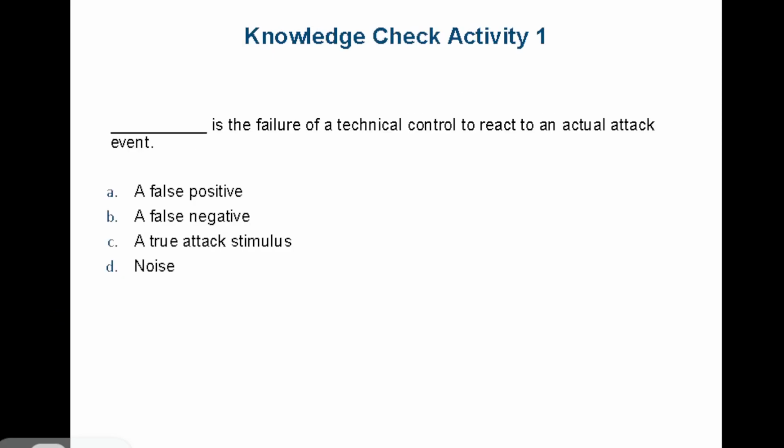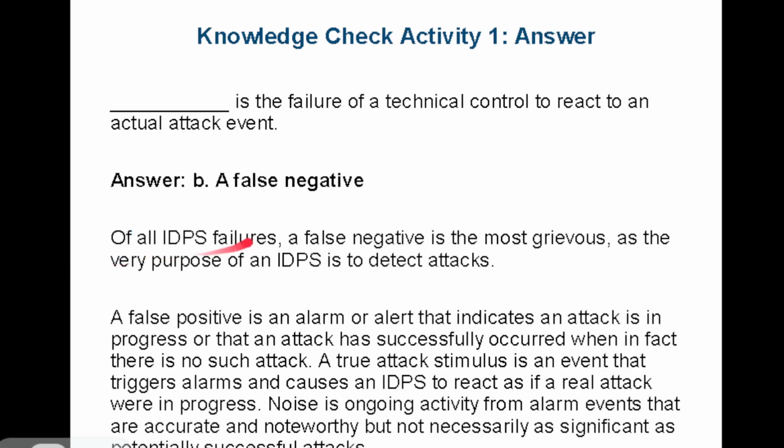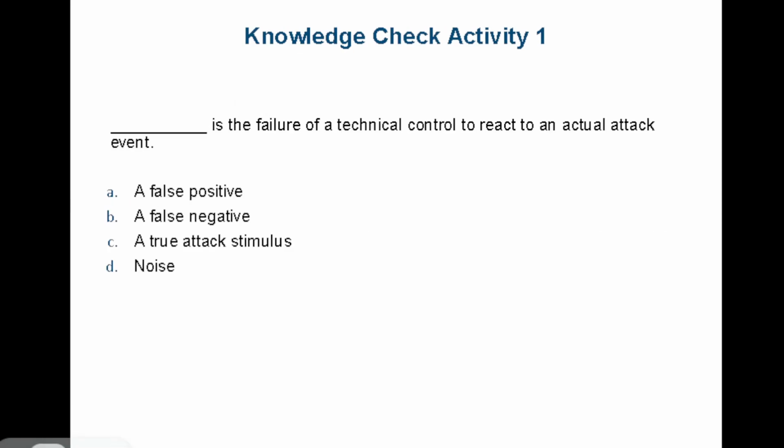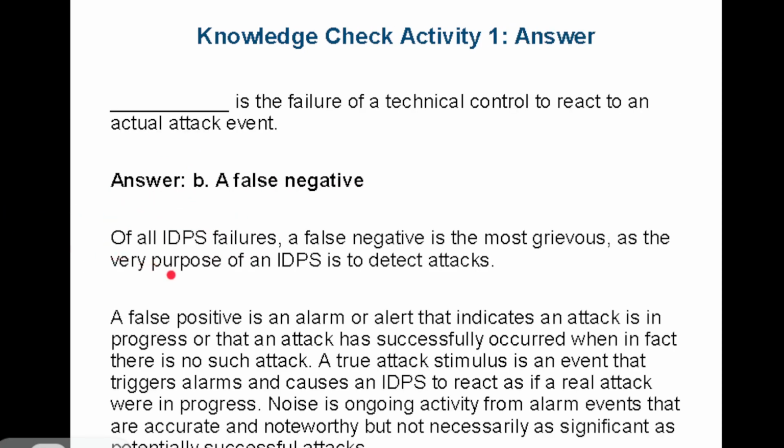The failure of a control to react to an actual attack event. That means it failed to catch something. It said it was good and it wasn't good. That is a false negative. False negative, failed to catch an actual attack. A false positive is it called it a bad thing, but it wasn't. False negative is, oh, it's not bad, and it let it through. False negative. Failure to react to an actual event.